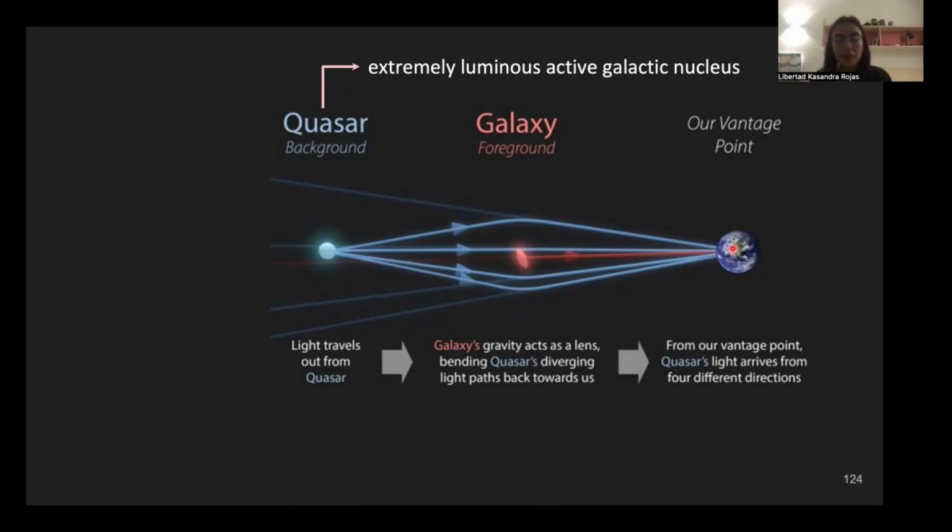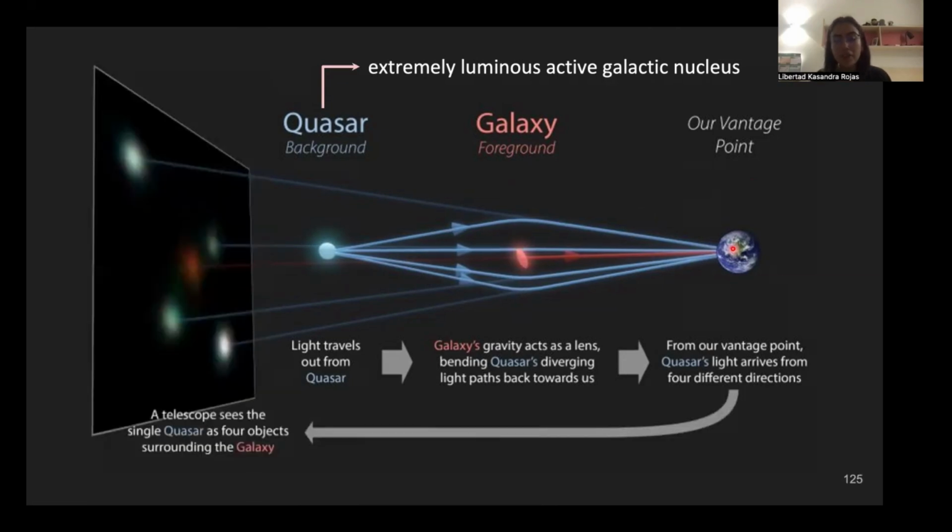Okay, so what we're actually going to see is, instead of just seeing one big source of light, we're going to see 4 points of light appear. So this quasar is going to appear as 4 points because this galaxy in the center here is going to bend those points of light, those sources of light.